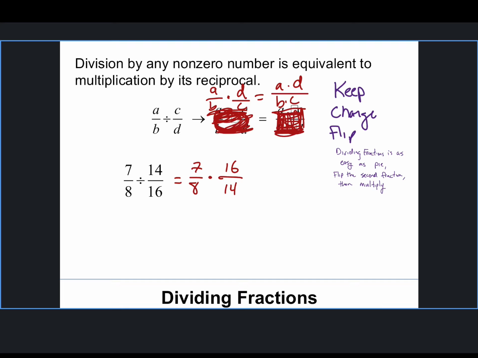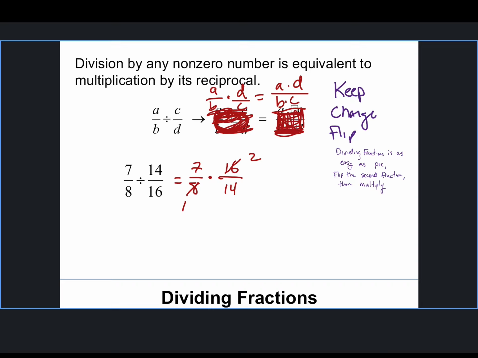So, what can I do? The 8 and the 16 will be 1 and 2. 8 divided by 8 is 1. 16 divided by 8 is 2.